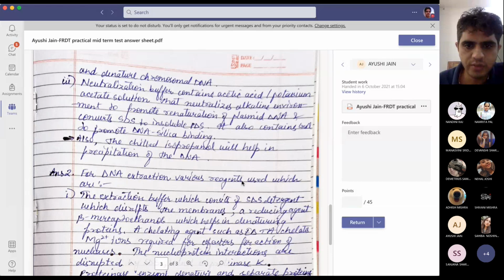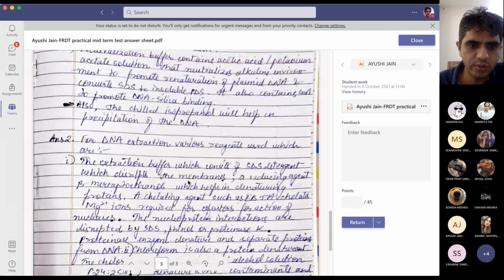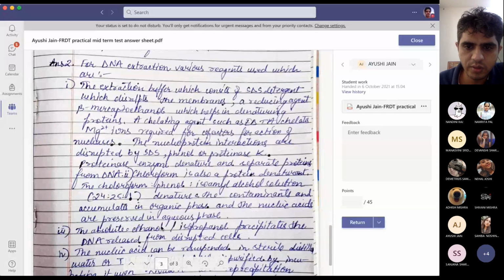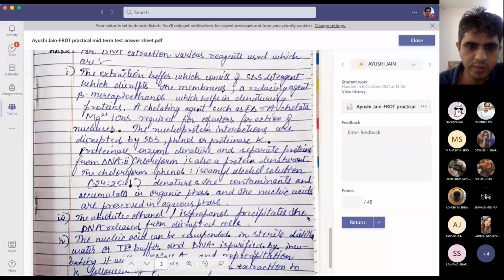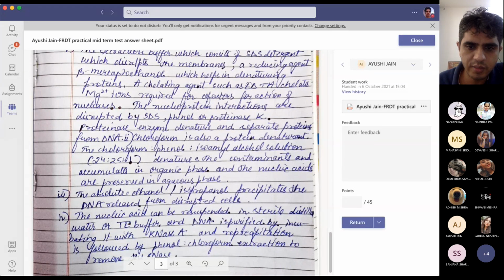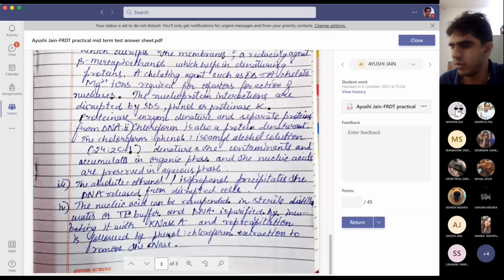And question number 2, extraction with various reagents. SDS disrupts the membrane, and EDTA chelates. Chloroform is also a protein denaturant. Yes, that's right. Absolute ethanol or isopropanol precipitates the DNA. And the nucleic acid can be resuspended in sterile water. Yes, that's fine. So here also 5. So Ayushi, you got 15 and 8, 23.5. So you get 23.5.